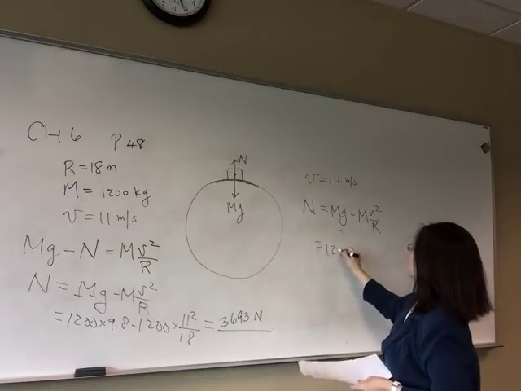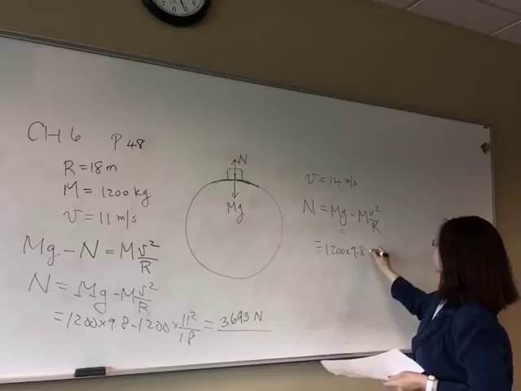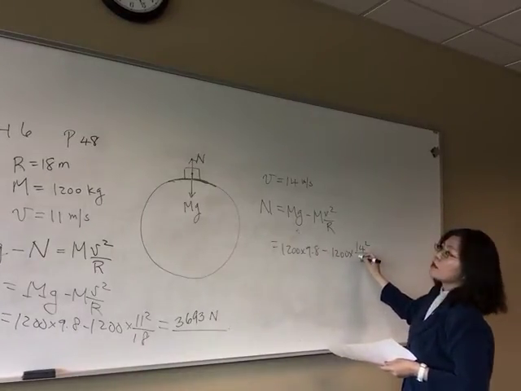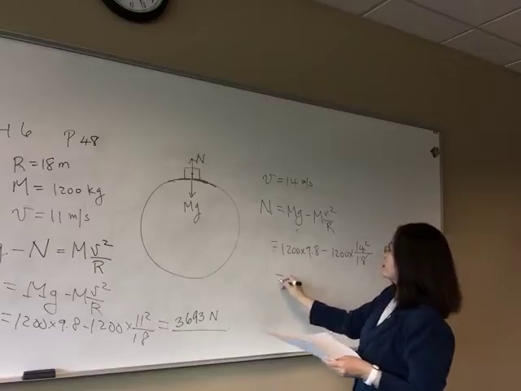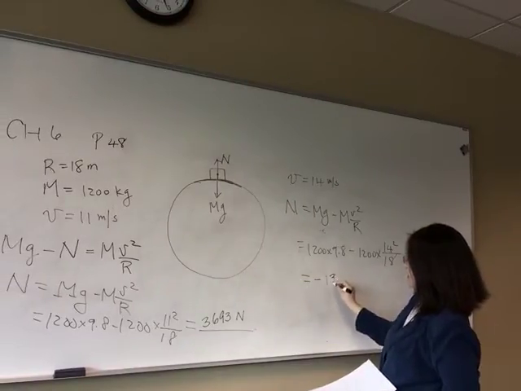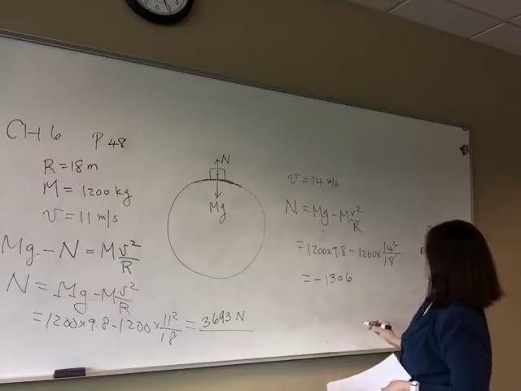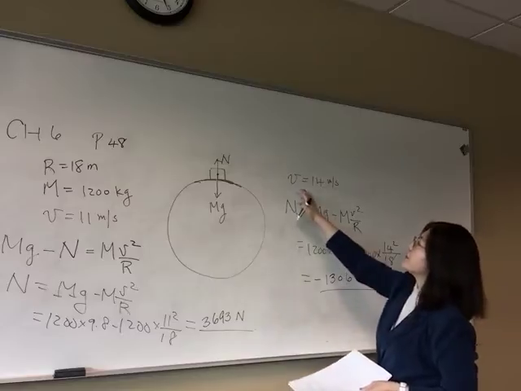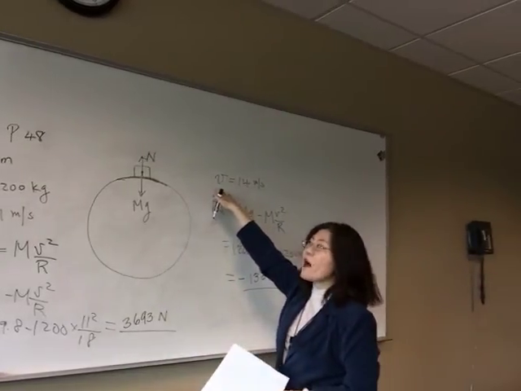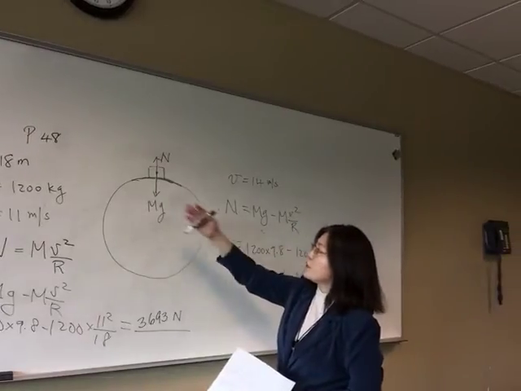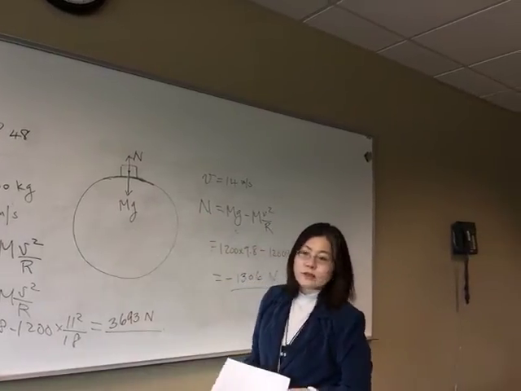So when you do this, now it's 14, and your R is 18. When you do this, the normal force is now equal to negative 13.06 Newtons. What does that mean? It means that when this velocity is so fast, the normal force is actually in the opposite direction. Okay.